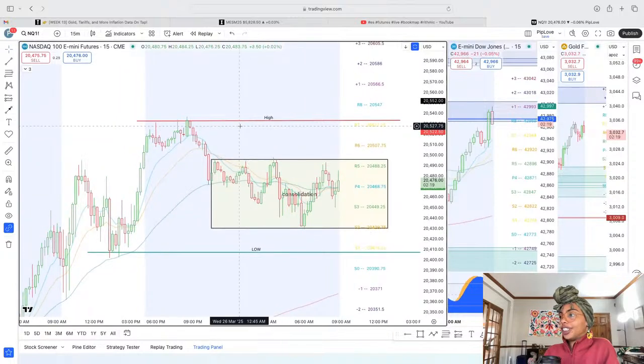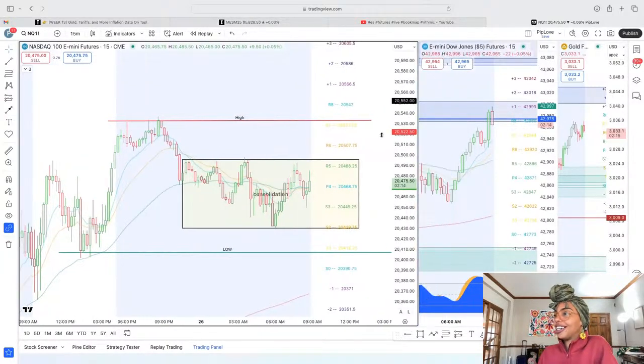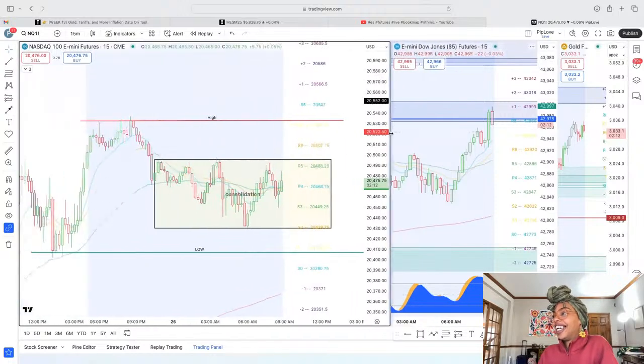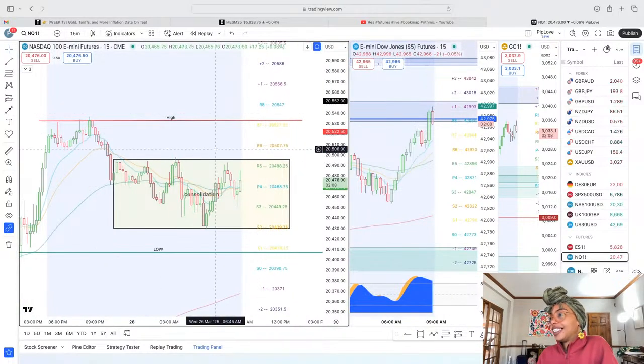NAS traders, there you go. Might as well come over here to US 30, huh? Huh, Kelly? I know that's your baby. But no, that's kind of what we would be looking at for NAS.